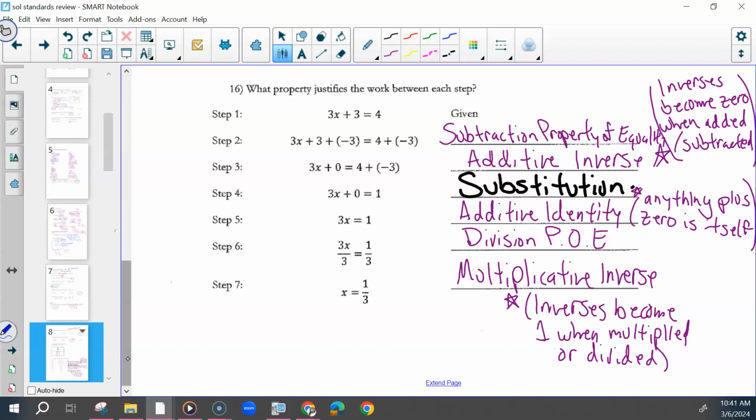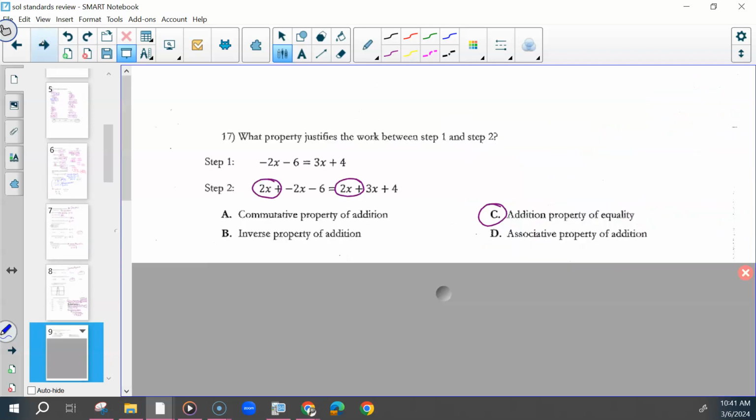When you finish with this, go on to the next page. This is really hard. 17 was C.